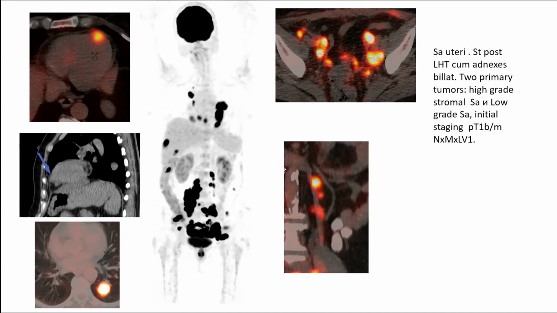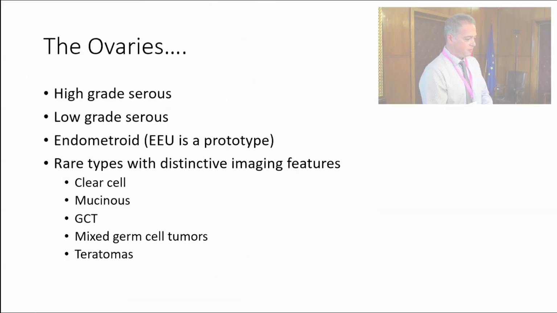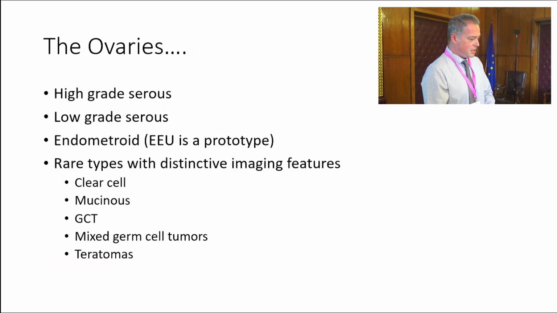At least in my practice, I have more than 20 patients with myocardial metastasis. This is the cause of death for this patient. They die either from tamponade or from rhythm disturbances. So let's go to the ovaries last.